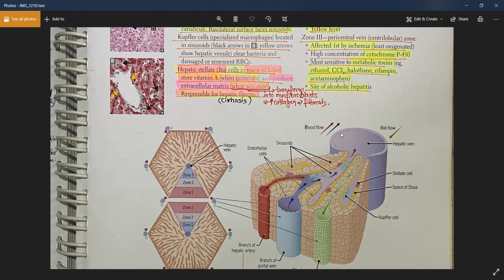They cause deposition of collagen, and along with the deposition of collagen, they can cause fibrosis. Very important: these are the cells responsible for hepatic fibrosis or cirrhosis. So whenever Step 1 asks you why the patient is having cirrhosis, it is because of the activation of the ITO cells, or the hepatic stellate cells.